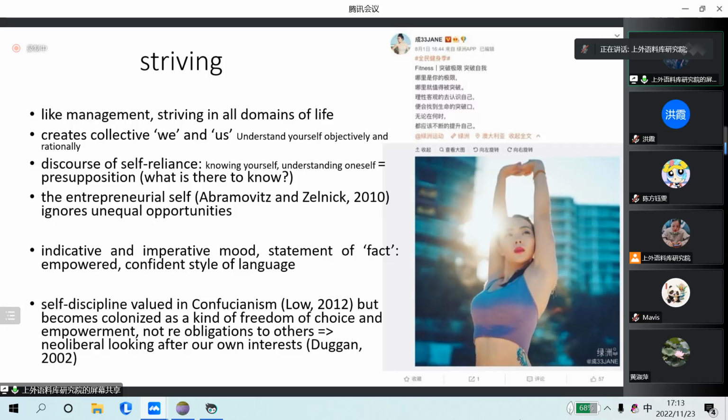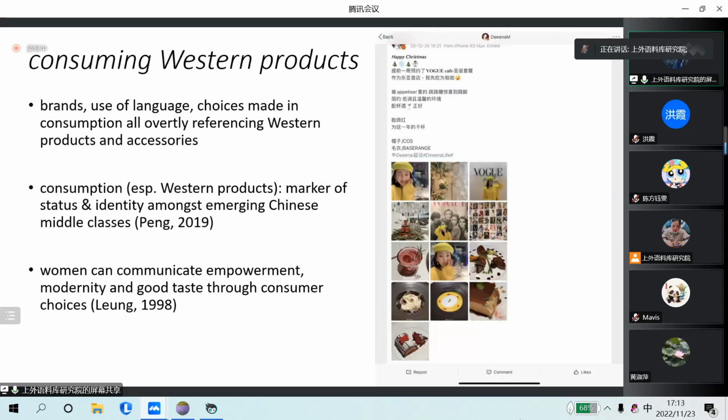So striving. Oh yes, sorry, there's also, of course, the consuming of Western products. Here we see, oh, I don't know what she's called. I should have put that in my notes. Can you see her name? What's her name? Okay, her. Thank you.